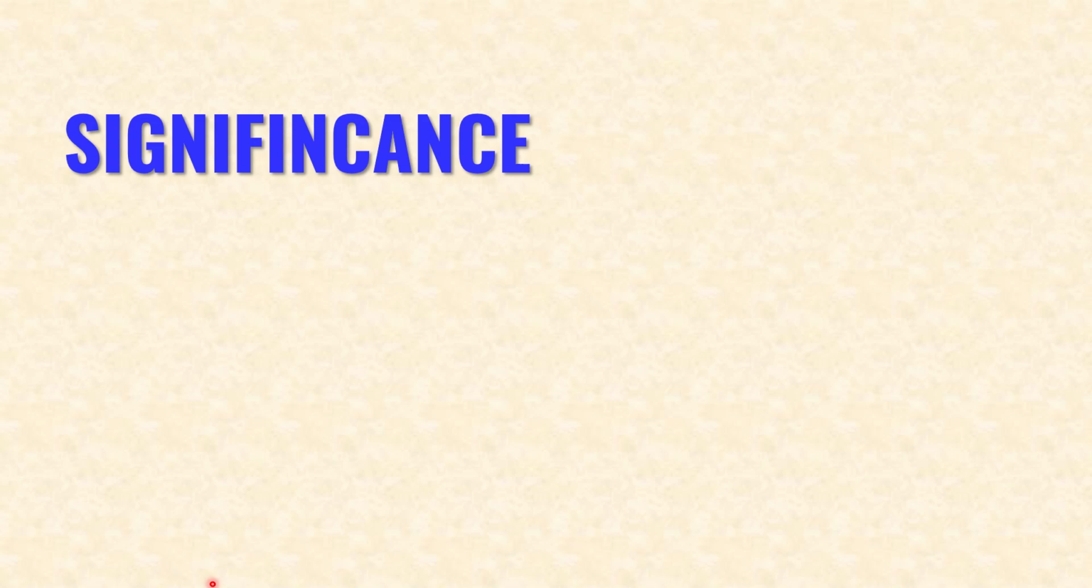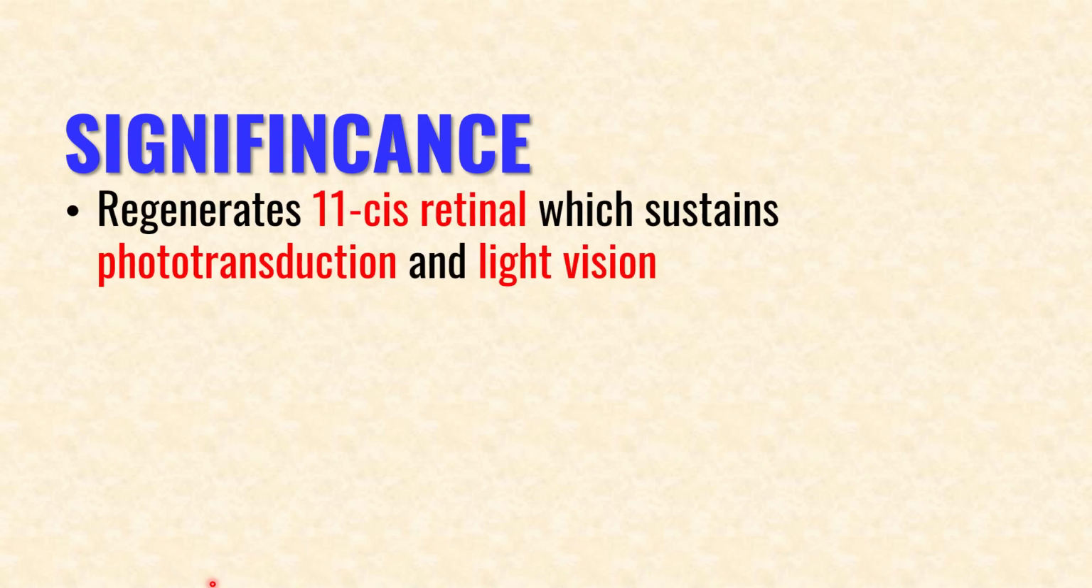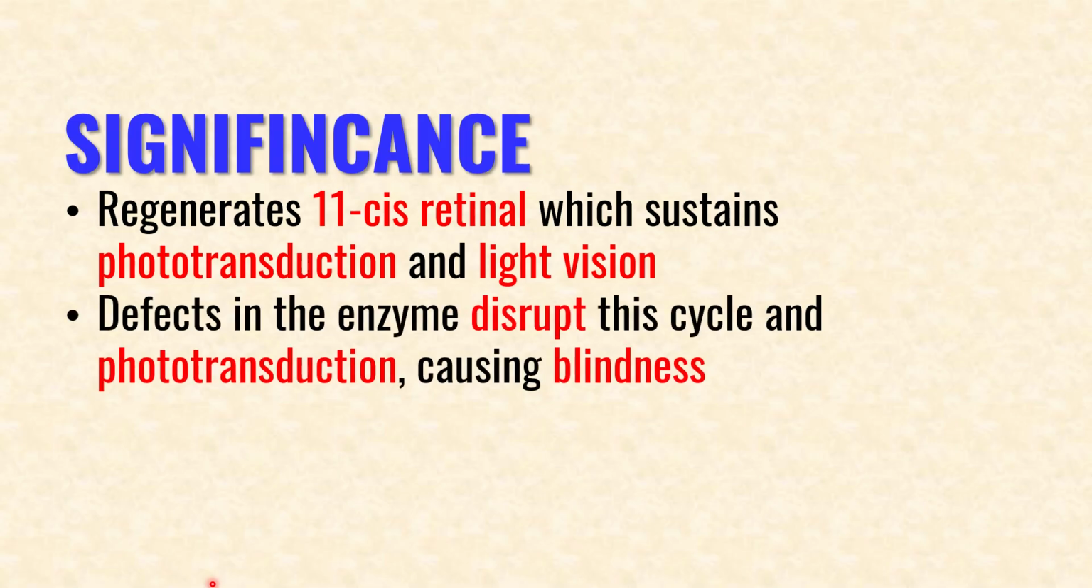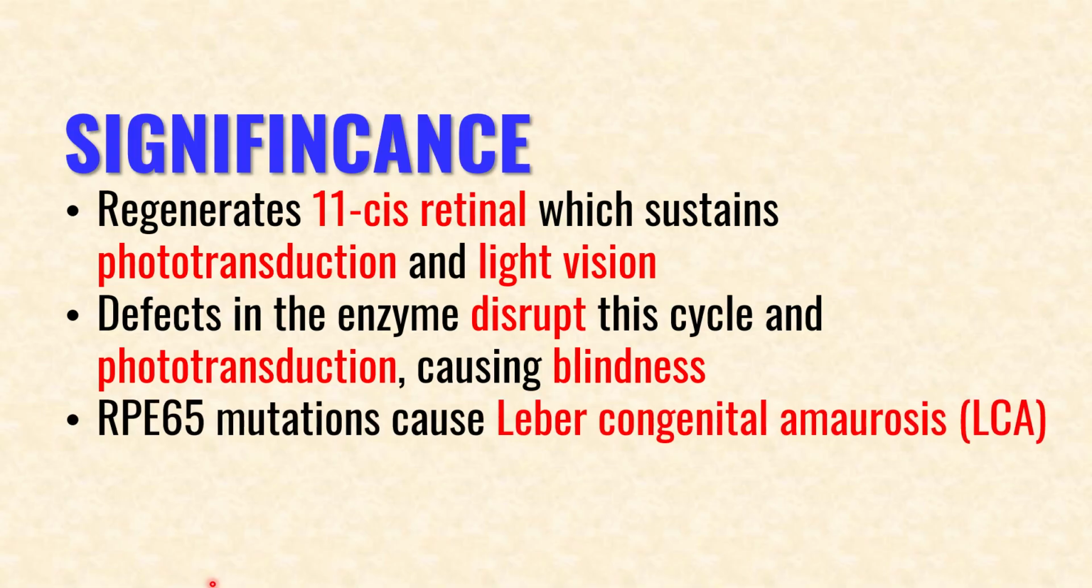The visual cycle is highly significant because it regenerates 11-cis retinal, which sustains phototransduction and light vision. Therefore, defects in the enzymes are likely to disrupt this cycle and phototransduction, causing blindness. For example, genetic mutations in RPE65 cause Leber congenital amaurosis, which is a kind of complete blindness. Therefore, to realize its full significance, the cycle must be learned in conjunction with phototransduction.